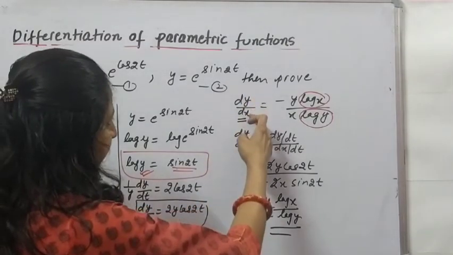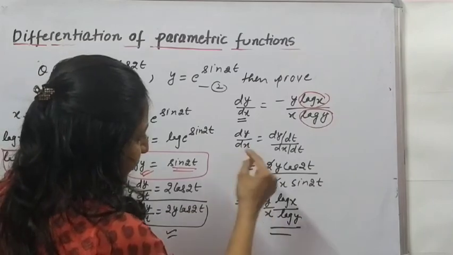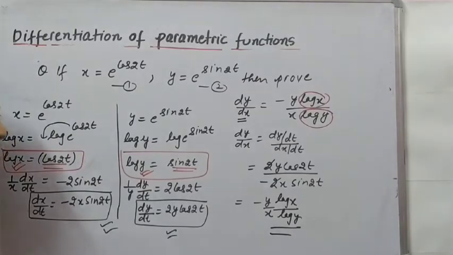So it is our required result, right? We have to prove dy by dx is equal to minus y log x upon x log y, and it is our required result. We have proved dy by dx is equal to minus y log x upon x log y. So it's very simple.